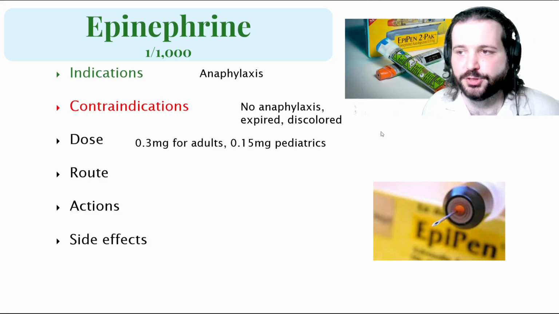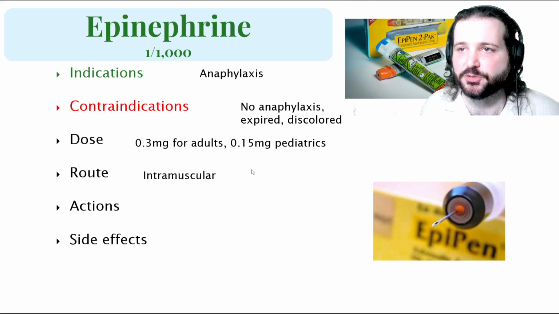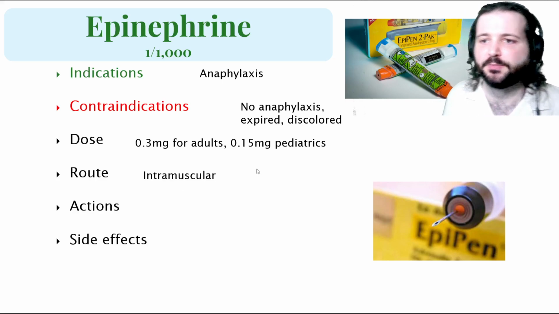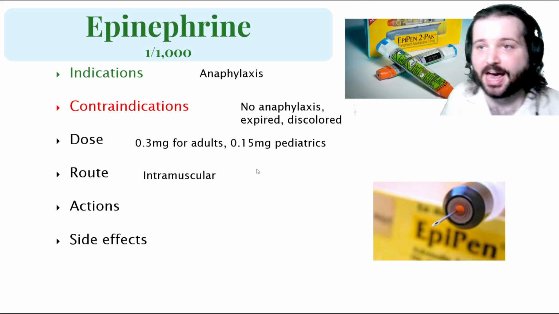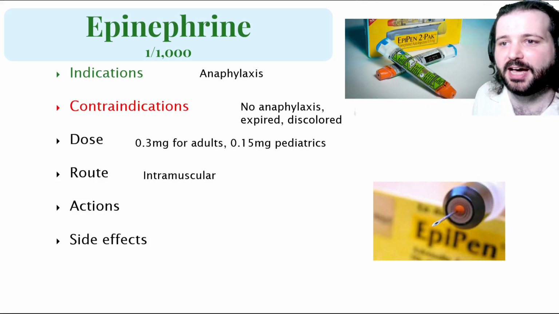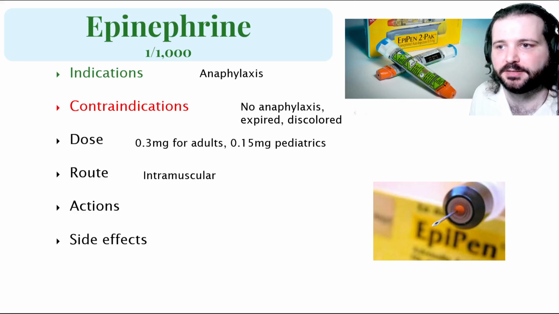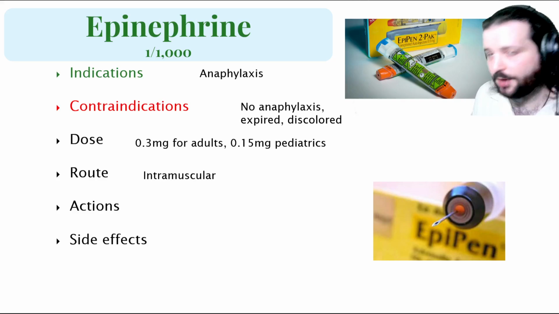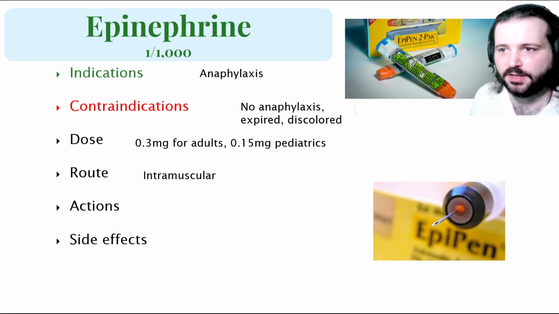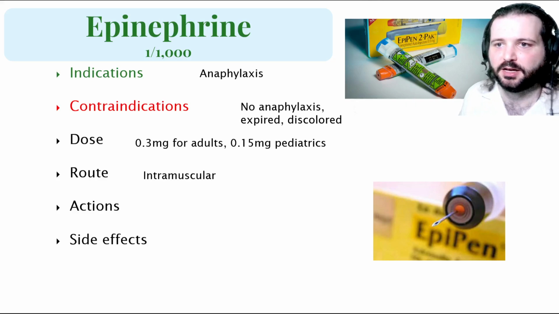So the route of Epi is intramuscular, into a muscle. The preferred site is the lateral thigh, the outside of the thigh, like by a pocket, right? That is just a large muscle, and we inject it through there. That's very easy to do.